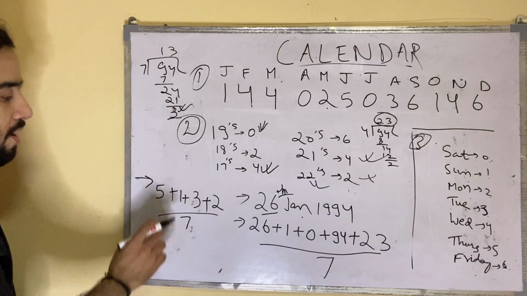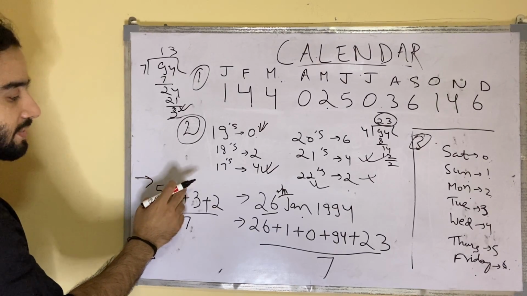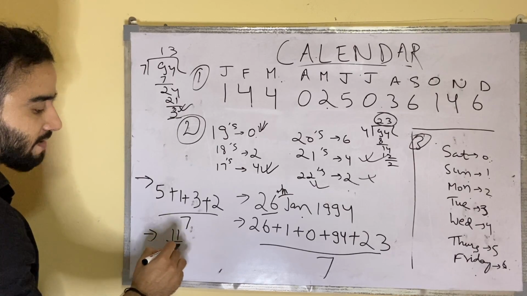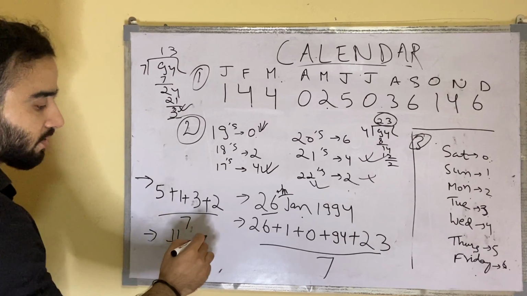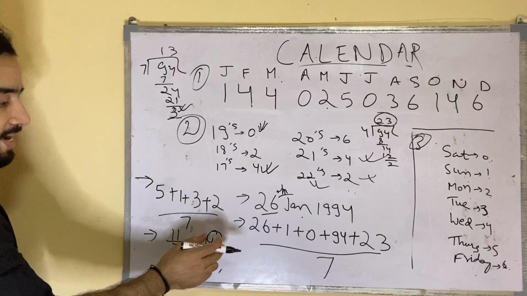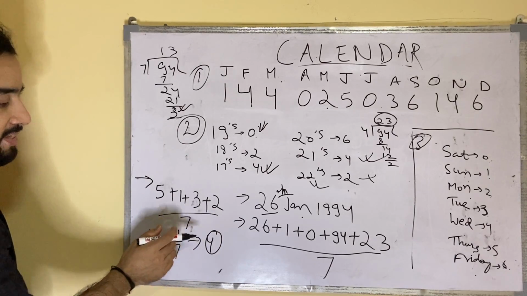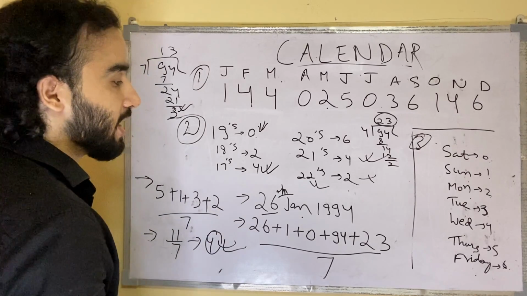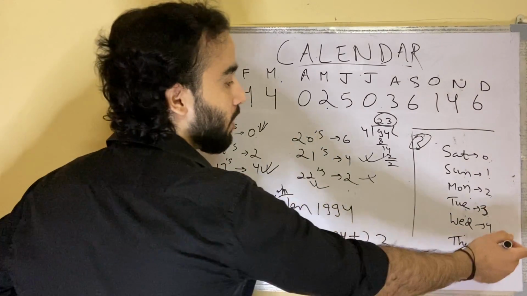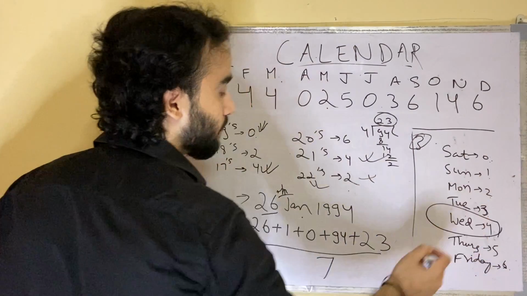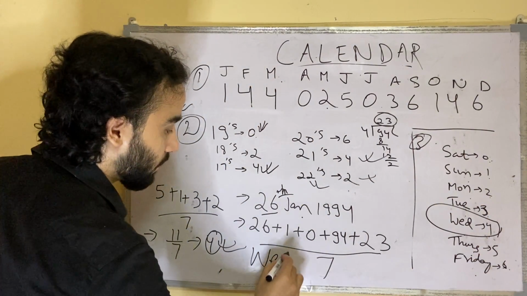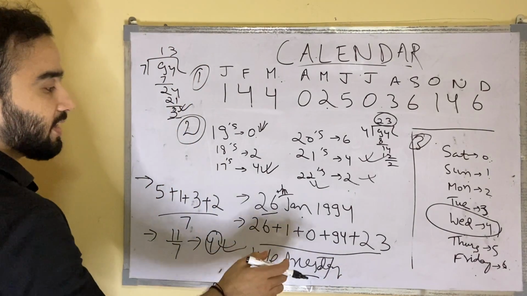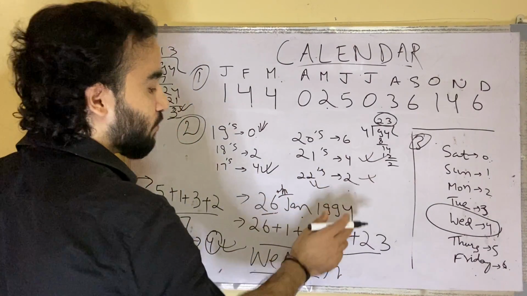Now add these numbers. 5 plus 1 is 6, 6 plus 3 is 9, 9 plus 2 is 11. Divide by 7, and what do we get? 4 as a remainder. We got 4 as a remainder. And what is the value of 4? It's Wednesday. What it means is the day on 26 January 1994 was Wednesday.